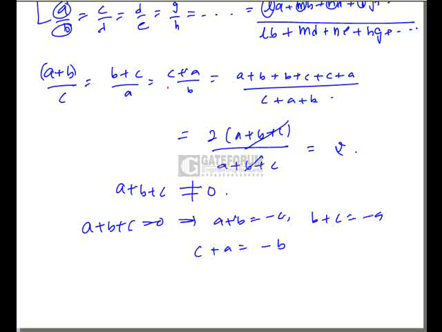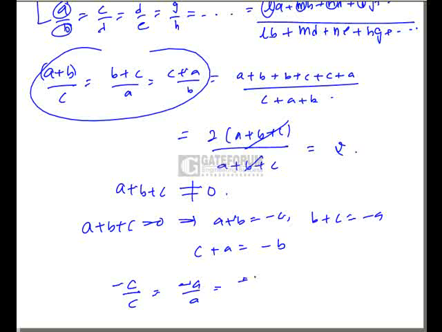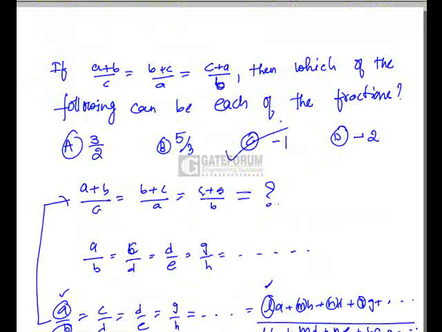Now if I substitute these values in the given ratios, A plus B is nothing but minus C by C, B plus C is nothing but minus A, and C plus A is minus B. So the value will be minus 1. So each of the fractions can be 2 or minus 1, but we don't have 2 in the options, but there is minus 1. So the answer is option C.